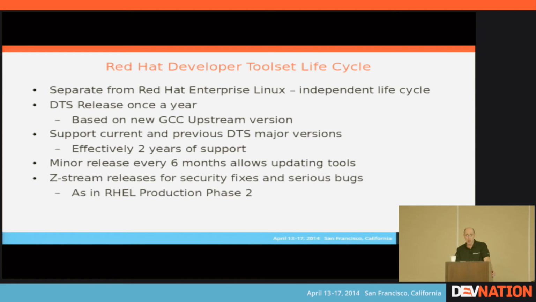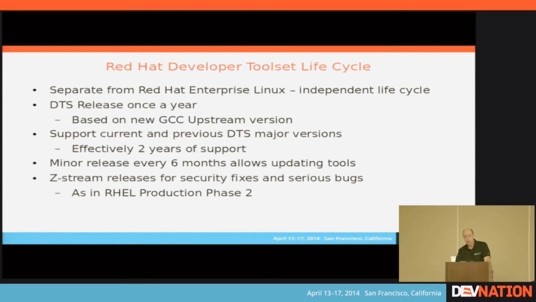It's important to note that it's separate from the Red Hat Enterprise Linux lifecycle. It's got its own independent lifecycle. We release the DTS once a year based on the new GCC upstream version. GCC typically releases the new version in the spring. We then test and package for the DTS and release the DTS in the fall. So this is kind of the cadence we've adopted now. GCC releases in the spring, we release it in the DTS in the fall.